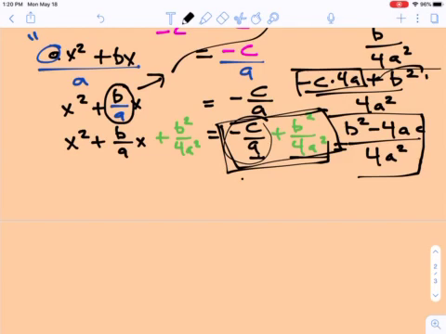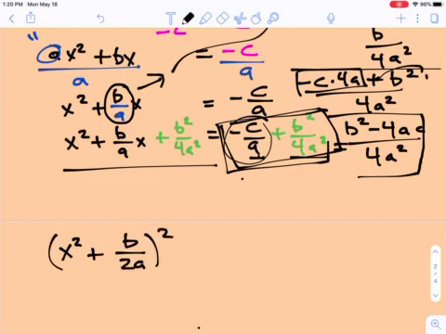I'm going to rewrite this bit right here as a difference of squares. Okay, or not a difference of squares, just as a square. So we're going to write it as x squared plus b over 2a, and then that squared, because remember how you do that, is you take this, and you take the square root of that, and that's what your term is right there, from taking the square root. So b over 2a, all right, squared equals this whole mess, b squared minus 4ac over 4a squared.